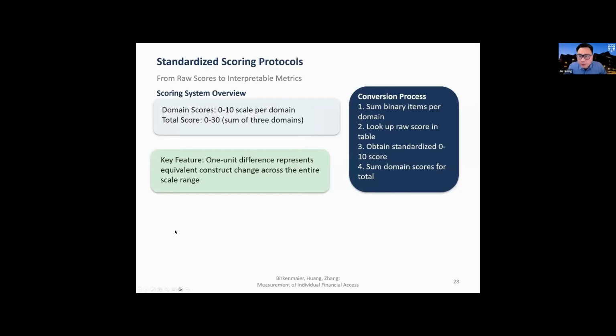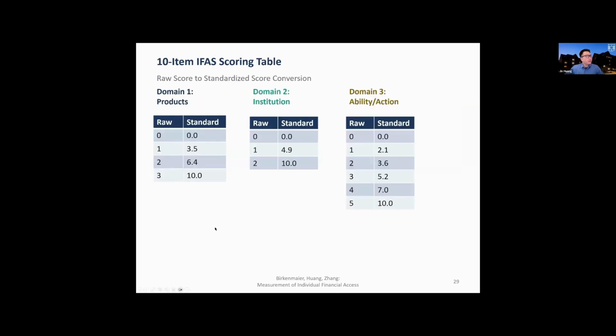Okay, now based on the item response theory, we are able to create the final standardized scaling protocols for these 10 item or 14 item measures of financial access. On this slide, you can see our scoring table for 10 items. In terms of financial product domains, we include 3 binary financial product measures.